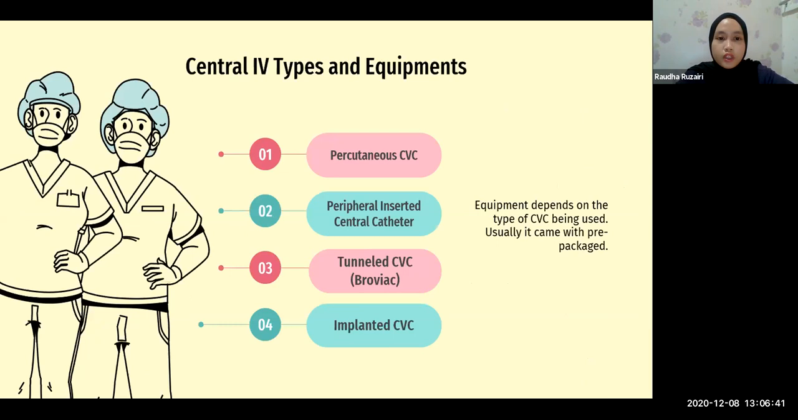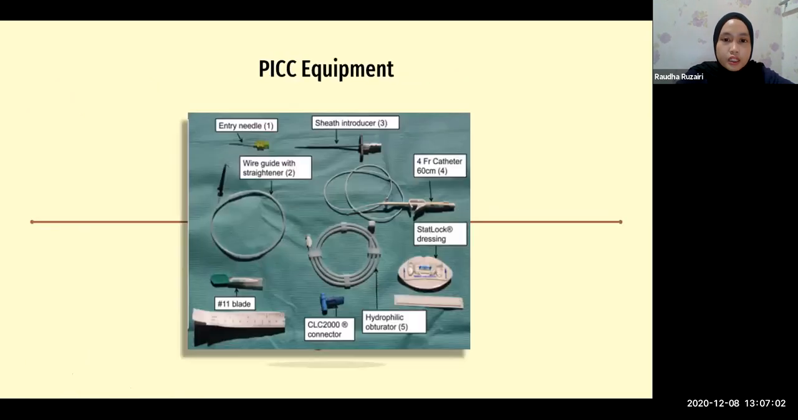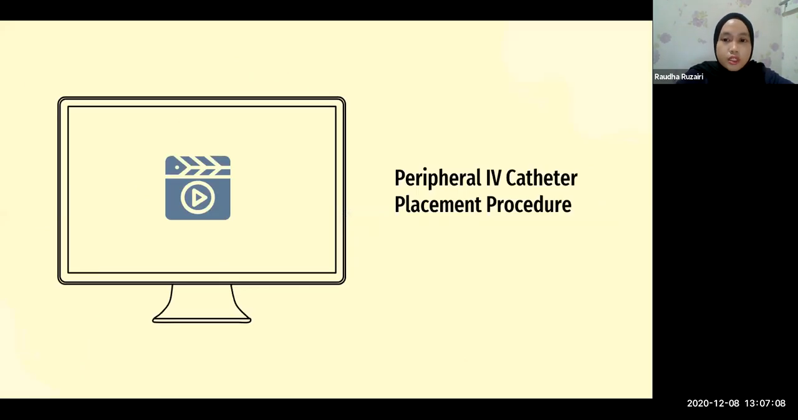For central intravenous equipment, it actually depends on the type. We have 4 types of central intravenous. I will just mention them, you can read about it yourself later. We have percutaneous CVC, peripherally inserted central catheter known as PICC, tunneled CVC known as Broviac, and also implanted CVC. Usually the equipment will come pre-packaged like this. This is an example of PICC equipment. And then I'll show the procedure for peripheral intravenous catheter placement.